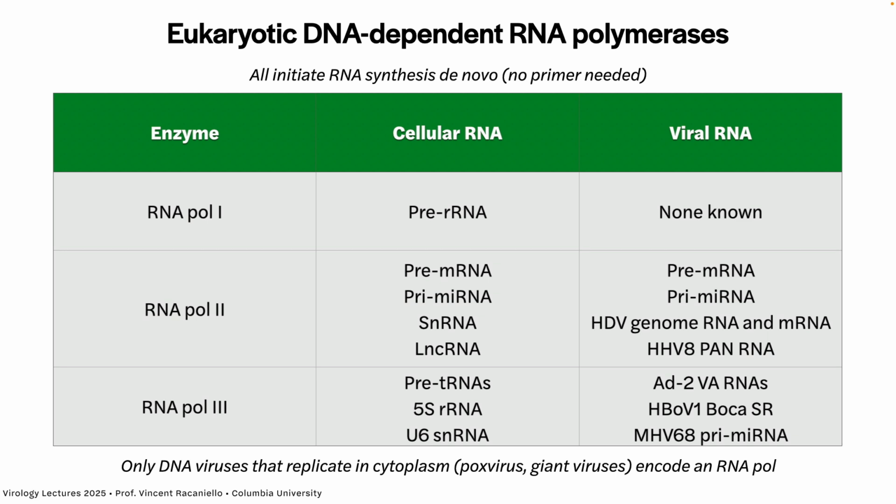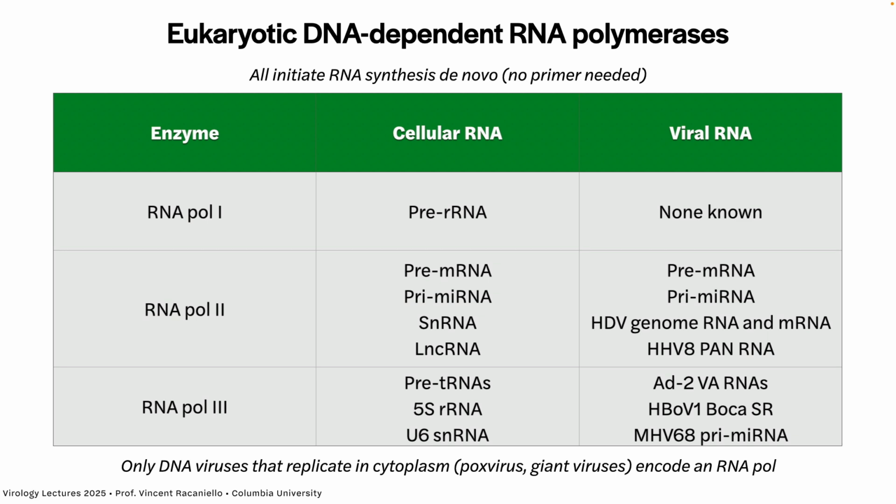And there are 3 of them, Pol1, Pol2, and Pol3. You may have studied them in biology before. But Pol2 is the one that makes messenger RNA precursors for the cell and lots of other short RNAs. And some viruses, obviously many viruses, utilize those to make their messenger RNAs. There's also Pol1, which makes the precursor to ribosomal RNA. As far as we know, no virus uses that. And then Pol3, the precursor to tRNAs.